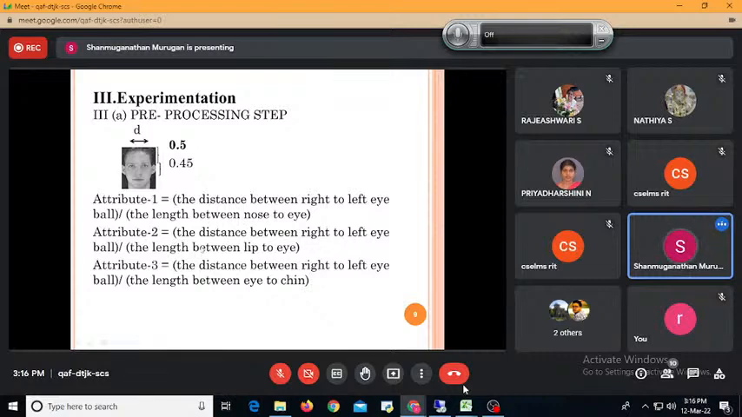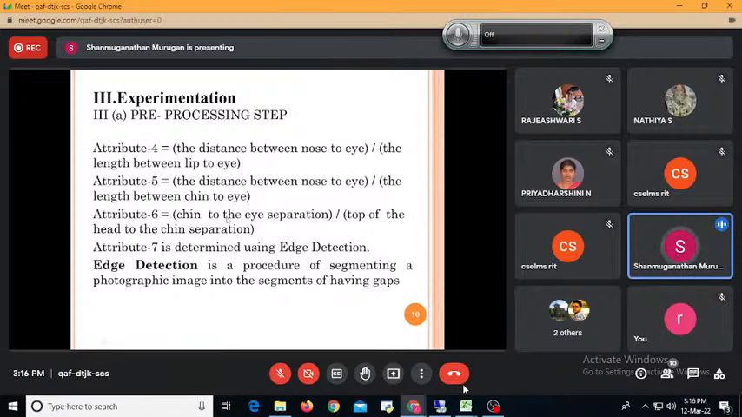Attribute 2 is the distance between the right and left eye. Attribute 3 is the distance between the right and left eyeball, divided by the length between the eye and the attributes. Attribute 4 is the distance between the nose and the eye divided by the length between the lip and the eye. Attribute 5 is the distance between the nose and the eye divided by the length between the chin and the eye. Attribute 6 is the chin to eye separation divided by the top of the head to chin separation. And attribute 7 we can determine using the age detection method.